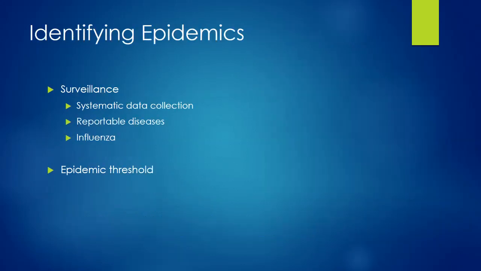So how do we identify epidemics? Well, largely we use surveillance. We talked about this in the last module. It's a systematic data collection system. And we have the reportable disease list, which covers many of the infectious agents that we encounter. And influenza often has its own system carried out by county health departments to identify early cases and see what strains are circulating in a given year. We can also establish an epidemic threshold using historic data so we have a sense of when we are experiencing an outbreak of disease.